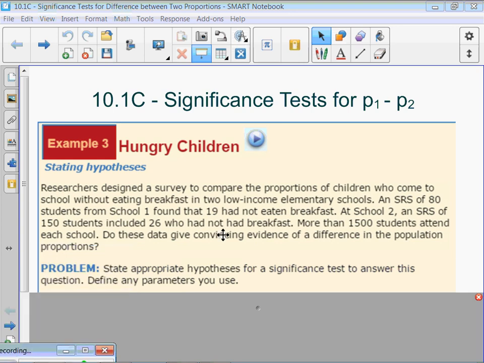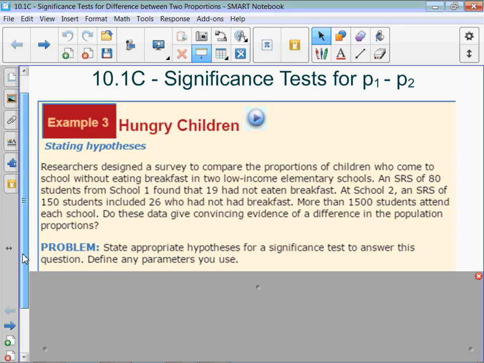All right, 10.1c, significance tests for difference of proportions. Researchers designed a survey to compare the proportions of children who come to school without eating breakfast in 2 low-income elementary schools. A simple random sample of 80 students from school 1 found that 19 had not eaten breakfast. And then at the other school, a simple random sample of 150 students included 26 who had not had breakfast. More than 1,500 students attend each school. Do these data give convincing evidence of a difference in the population proportions?